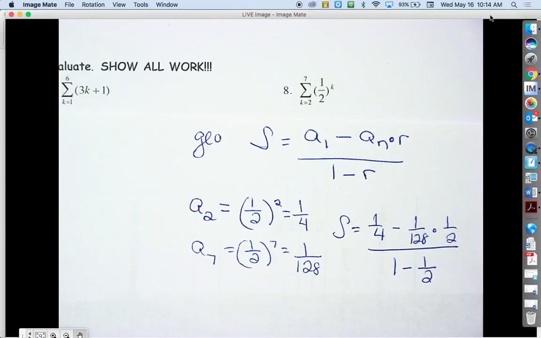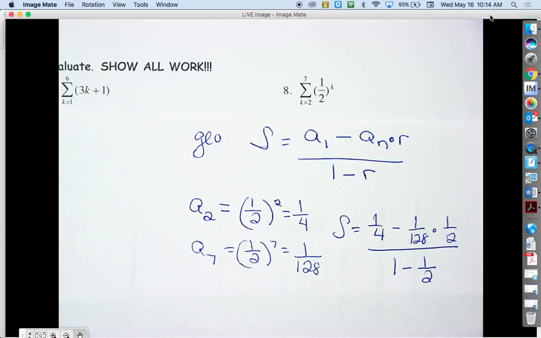So you can have it as a decimal, or you can keep it as a fraction. I think the fraction is 63 over 128. The decimal is 0.49. I kept my decimal exact, so you have that whole decimal to look at. Any questions?